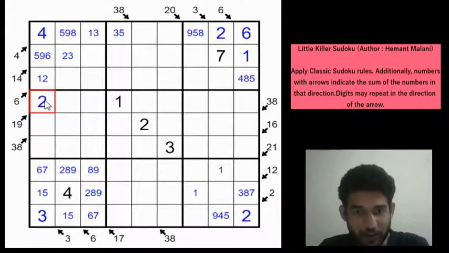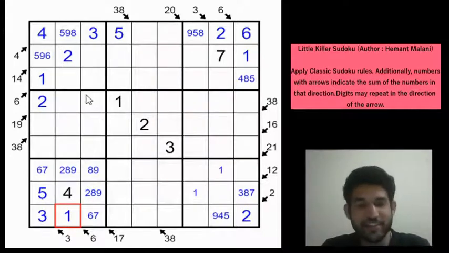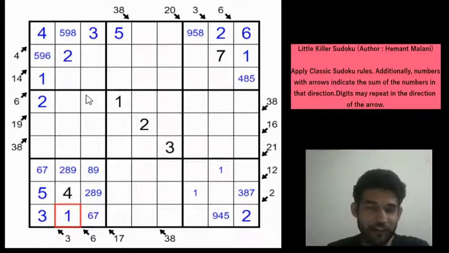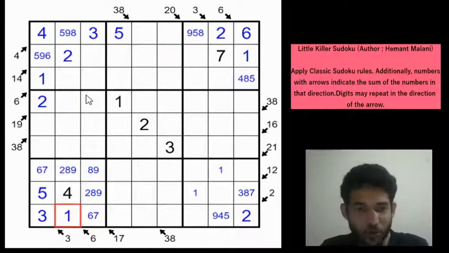And the moment we got 2 here, we get a 1 here, a 3 here, a 2 here. This 3 gives a 5 here. And this one gives a 5 here, a 1 here. We have got a mini explosion of digits now. So these are the things in a little killer Sudoku. When you unravel a very tough deduction, sometimes you get a whole lot of digits.